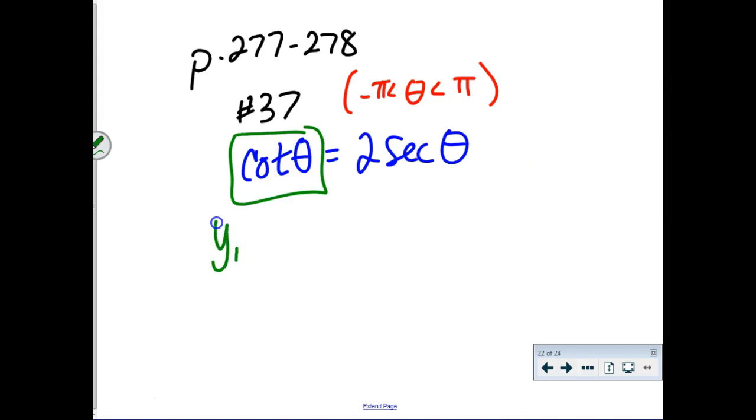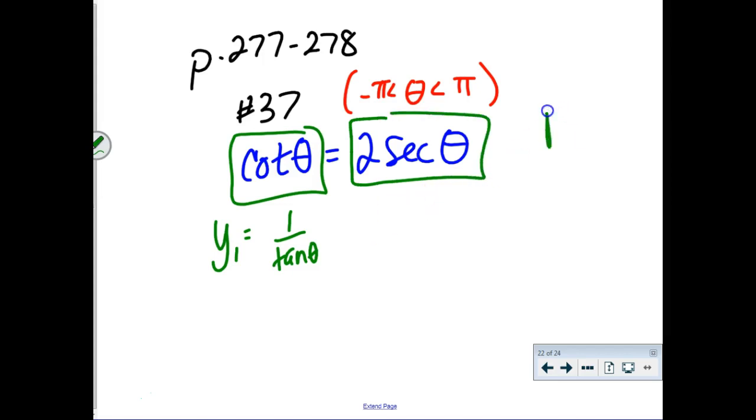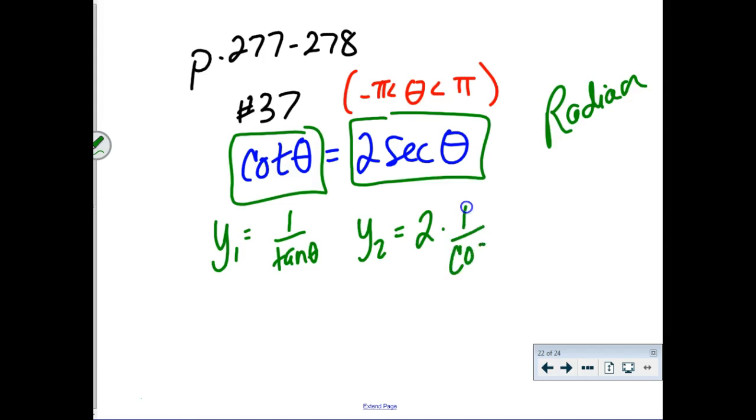In y1, you need to type this side of the function, but someone remind me, how do I type cotangent? 1 over tangent, yep. Someone else remind me what mode I should be in. Radian mode, which is unfortunate because you're probably going to have to flip back to degree mode in a minute. All right, so radian mode. For y2, how do you type 2 secant? 2 times 1 over cosine. Very good. So this is what you're typing in y1 and y2.